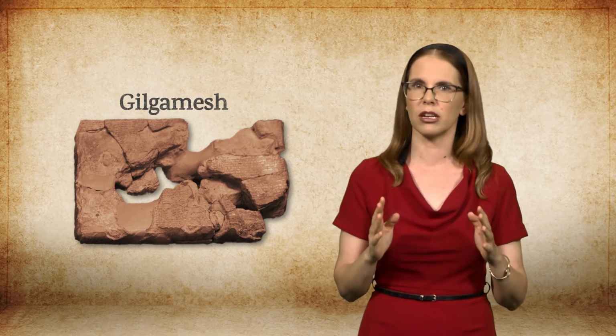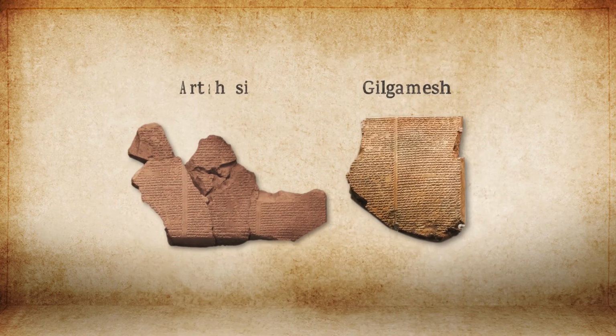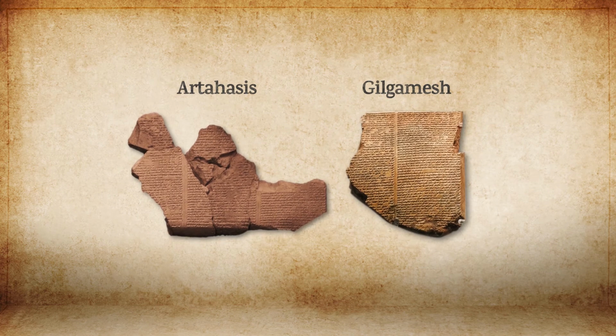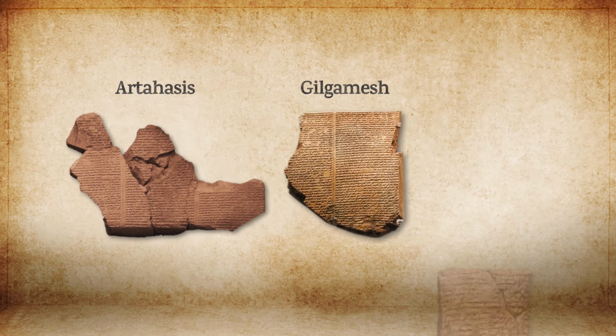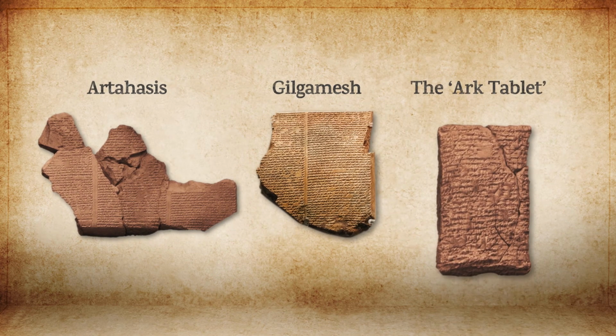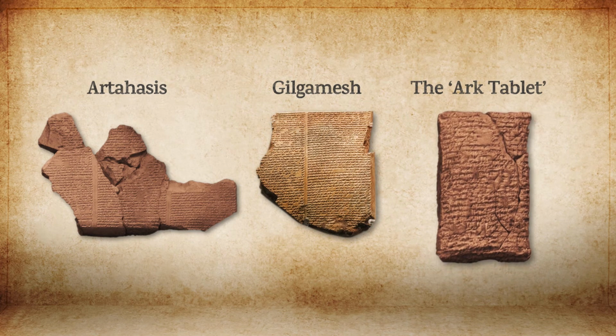This epic tells the story of the hero king Gilgamesh, his close friendship with the wild man Enkidu, and his quest for eternal life. As part of this quest, Gilgamesh meets the only human being who survived the primeval flood, Utnapishtim. Utnapishtim tells Gilgamesh the story of the flood and of his survival. In addition to these two canonical works, the flood is also mentioned in other Mesopotamian sources. Among these are two recently discovered sources, known as the Ark Tablet and the flood fragment from Ugarit. We will discuss them later.